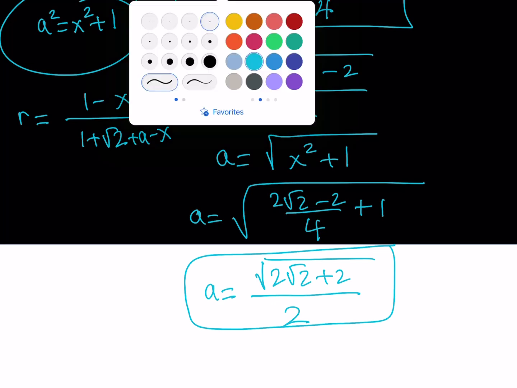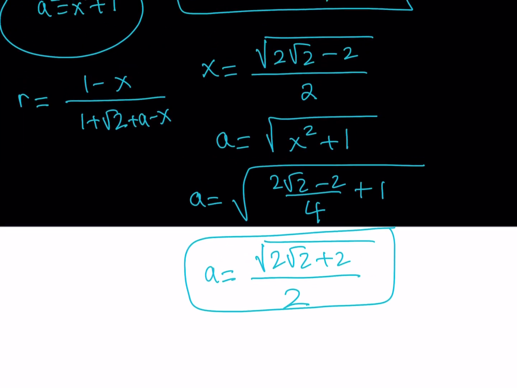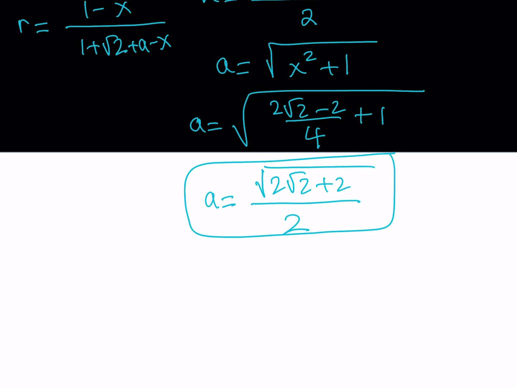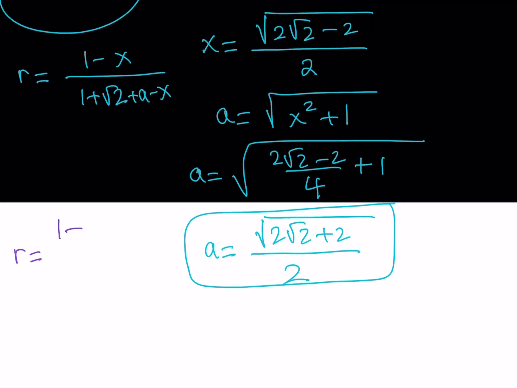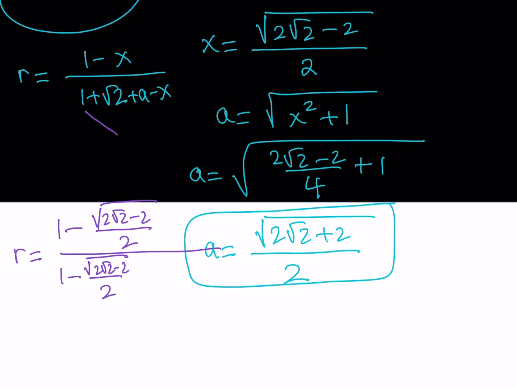R is going to equal, and at this point we might want to change colors, maybe use a darker one. How about this one? So R is equal to 1 minus x. Let's substitute everything together. 1 minus x, which is 2 root 2 minus 2 over 2, and then divided by 1 minus x again. So this guy is going to appear twice. Let me write it down this way: 1 minus the square root of 2 root 2 minus 2 over 2. So that's 1 minus x, this one and this one.